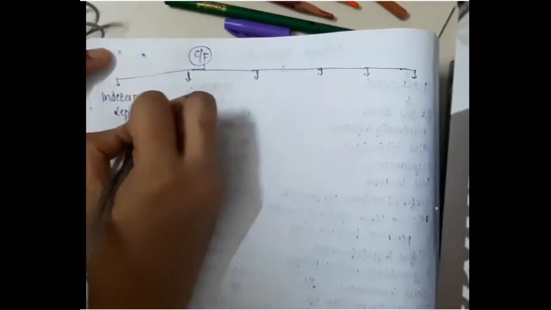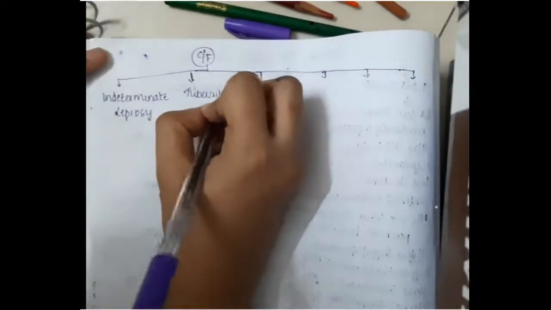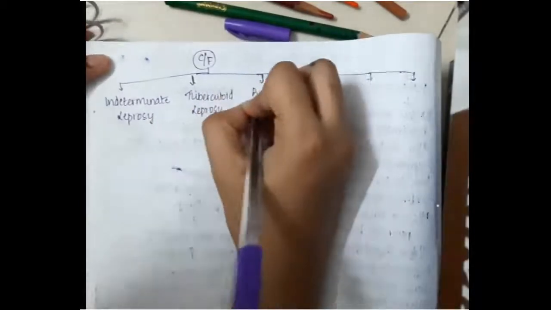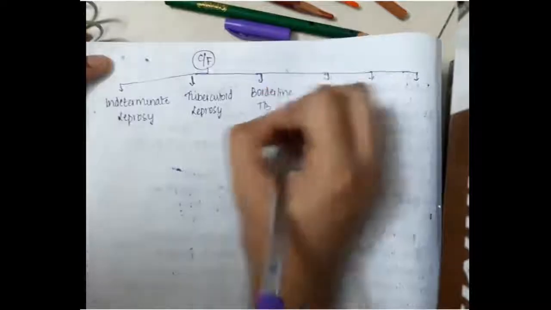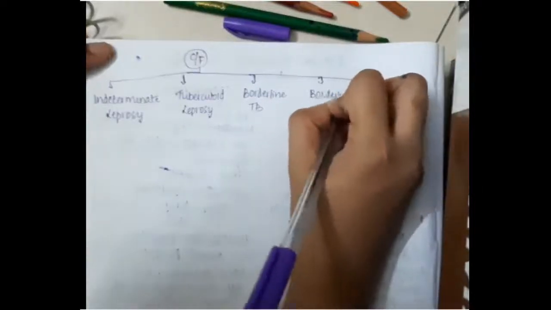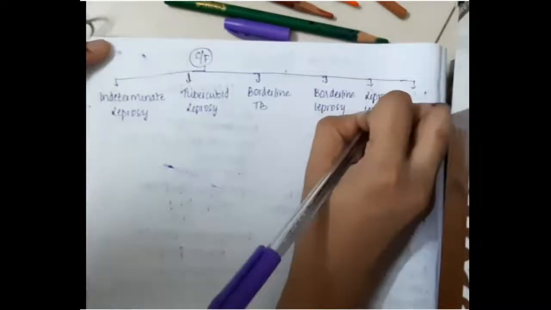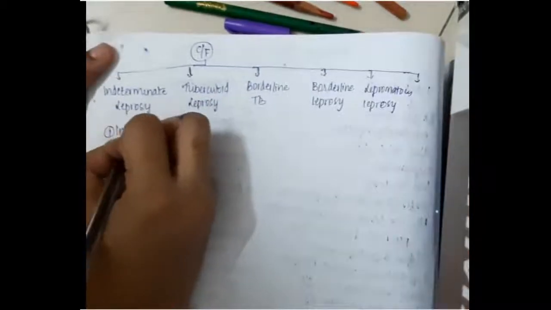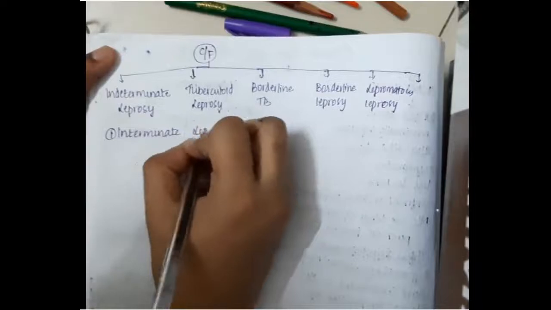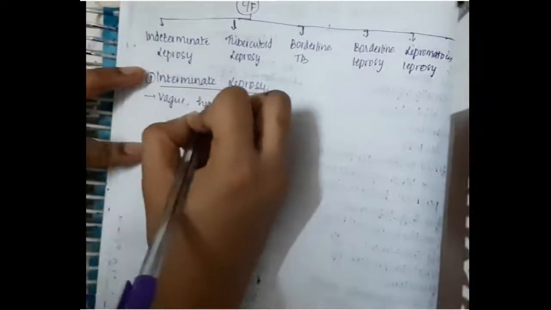So first we have indeterminate leprosy, then tuberculoid leprosy, then borderline tuberculoid, borderline leprosy, and lepromatous leprosy. So first we have indeterminate leprosy.